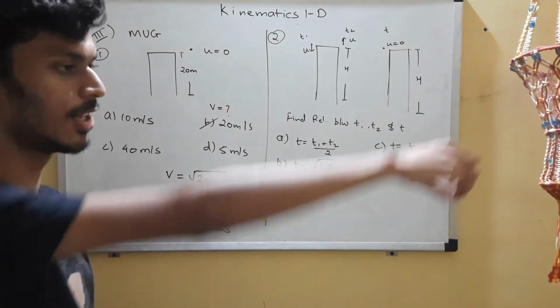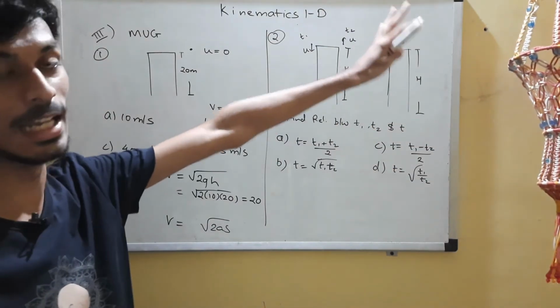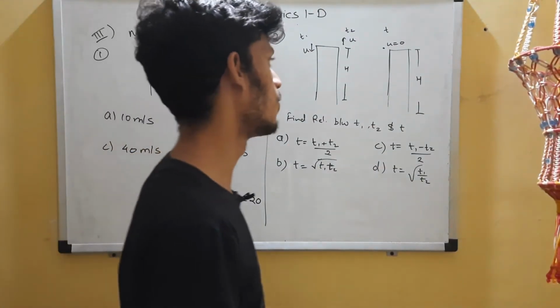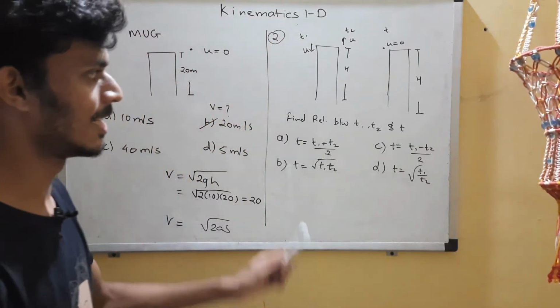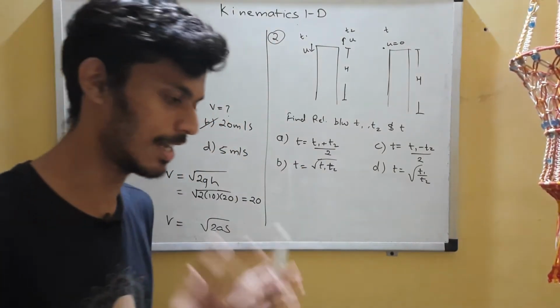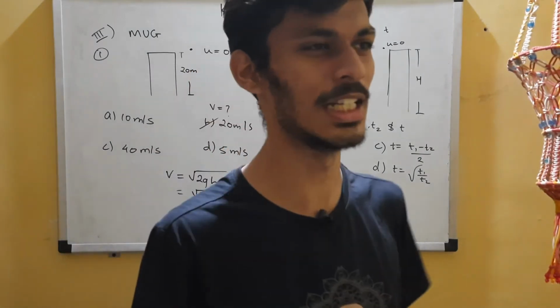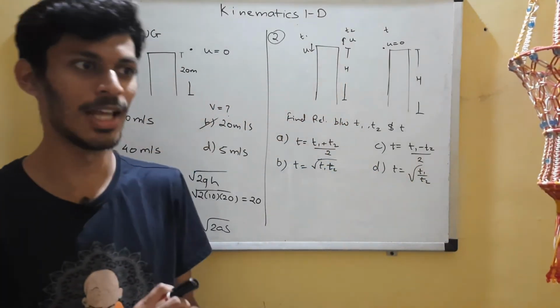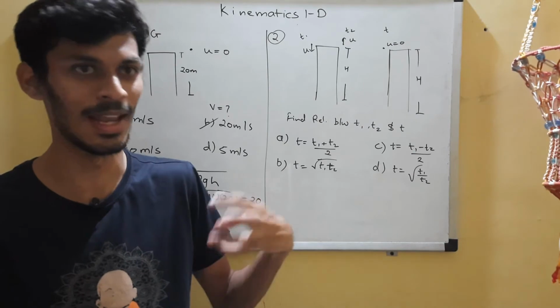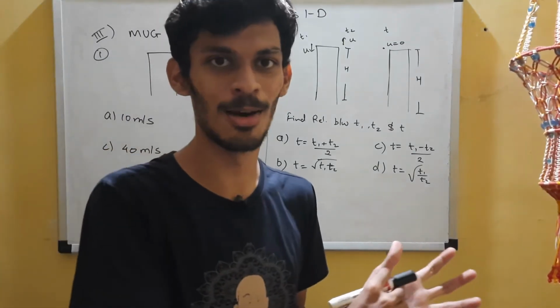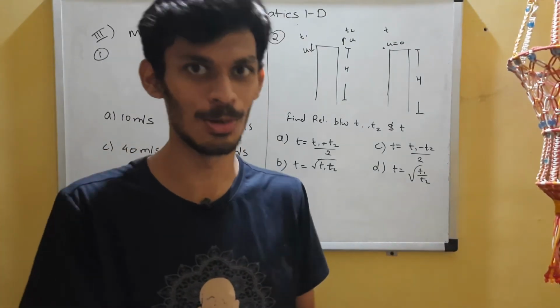Okay, and finally when you drop the ball, it takes time t. You are supposed to find the relation between t1, t2 and t. Now this is a particular type of question. If you go to solve it by your method, you may get the answer or you may not. So here is the shorthand approach that you should follow to get the answer.